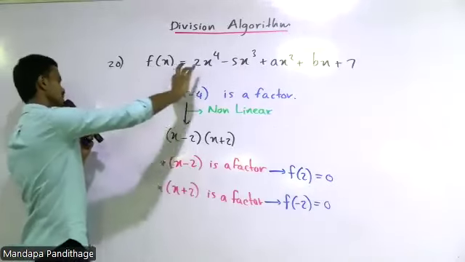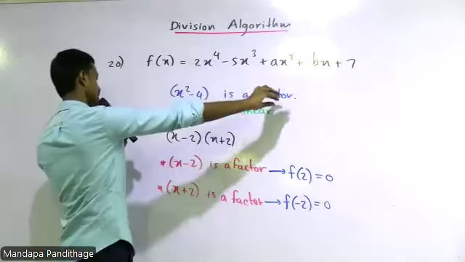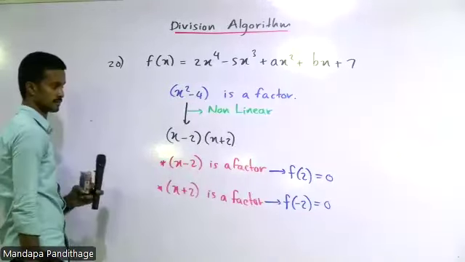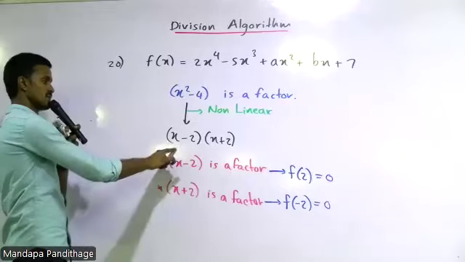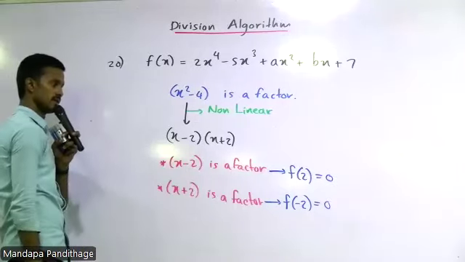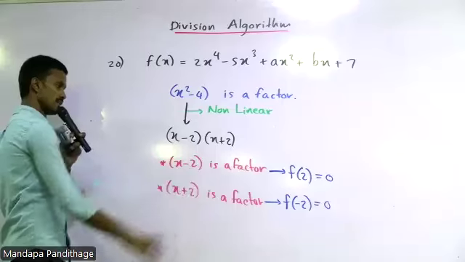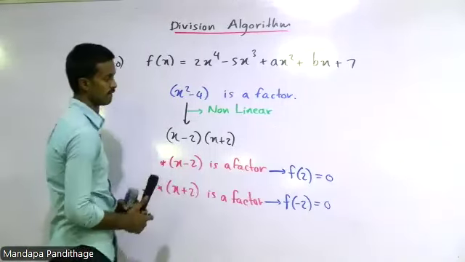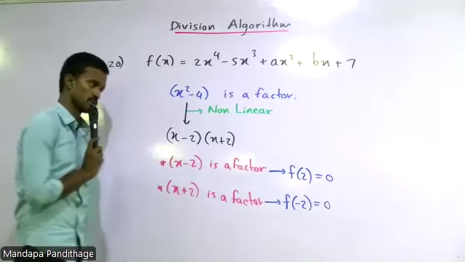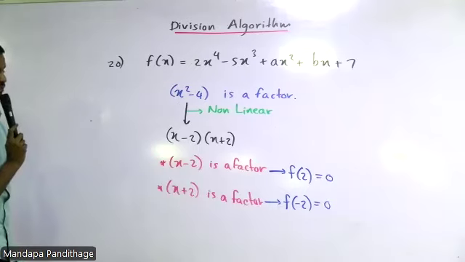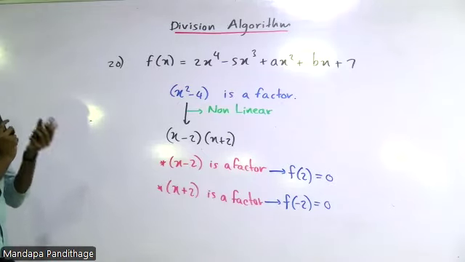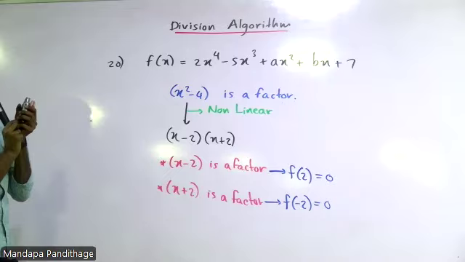Okay, then write this. x squared minus 4 is a factor, then x minus 2, x plus 2 is a factor, which means separately you can say that these two are factors. So you can even solve this question in this way without using the division algorithm. Using the division algorithm is the general way, but this one you can do.